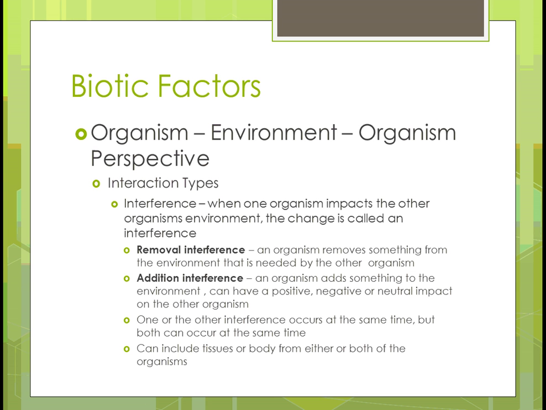And then addition interferences where an organism is going to help another organism. It's going to be a positive effect. It could be negative or neutral, just depending on what type of interference it is. One or more of those can occur at the same time, or they both can occur separately. And then it can include tissues or body from either or both of the organisms that is affected. So one organism can put something from it onto another organism.